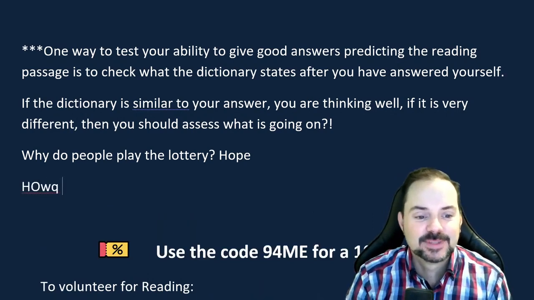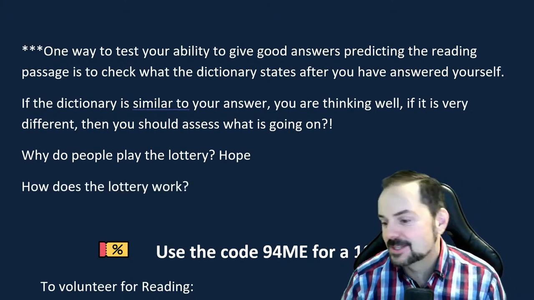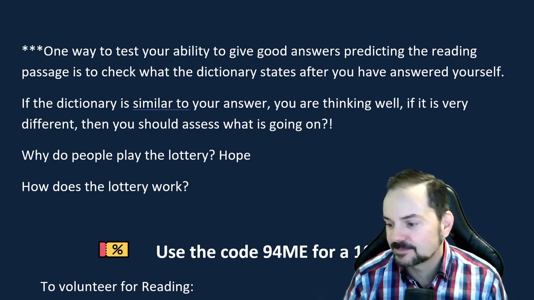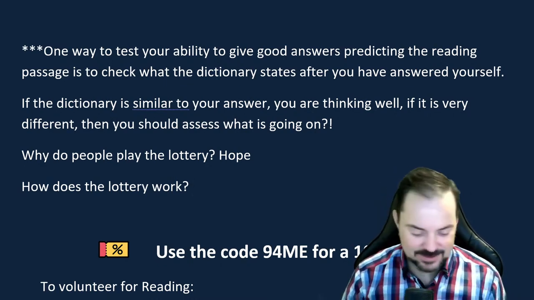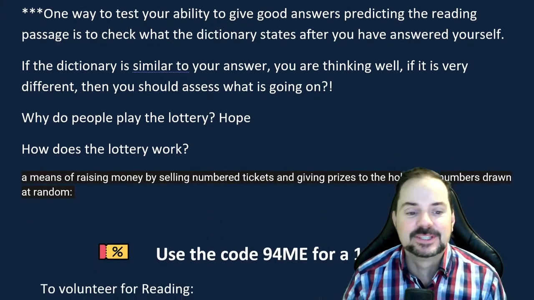How does the lottery work? Let's just take what Romelia gave us here from the dictionary.